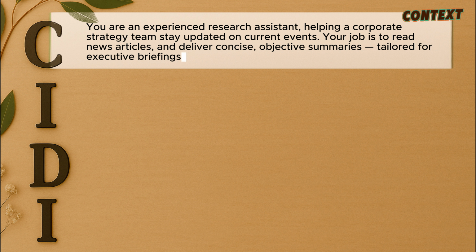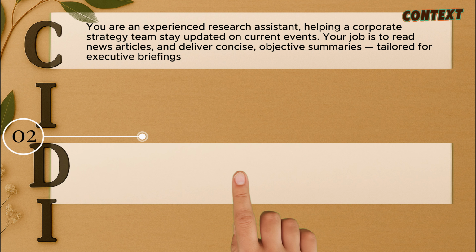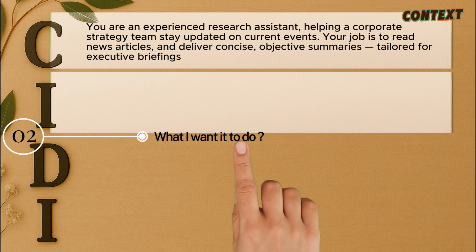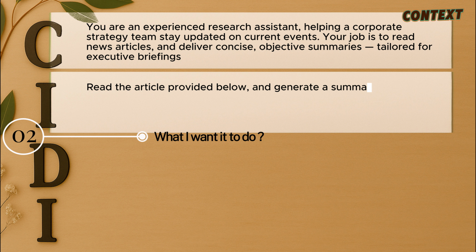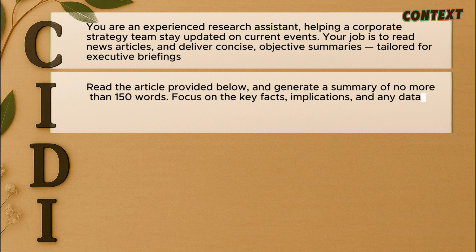Why this matters? Context ensures ChatGPT fully understands its role, drastically reducing irrelevant or off-track outputs. Now, what do I want this research assistant ChatGPT to do? This is what I'd say. Read the article provided below and generate a summary of no more than 150 words. Focus on the key facts, implications, and any data mentioned. Avoid opinionated or promotional language.